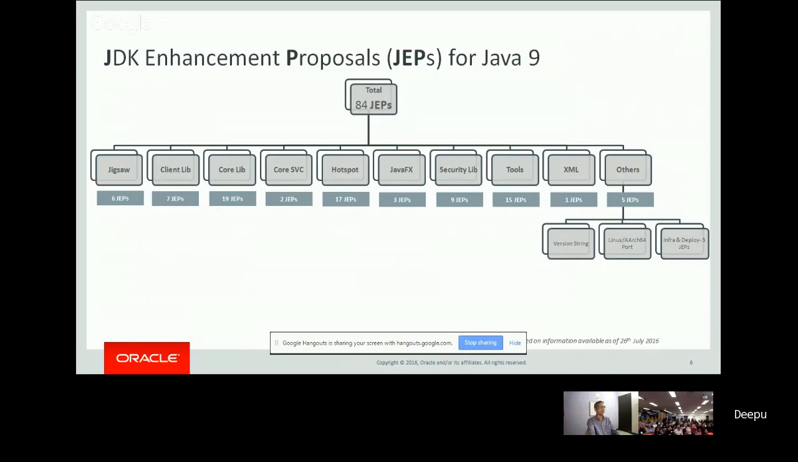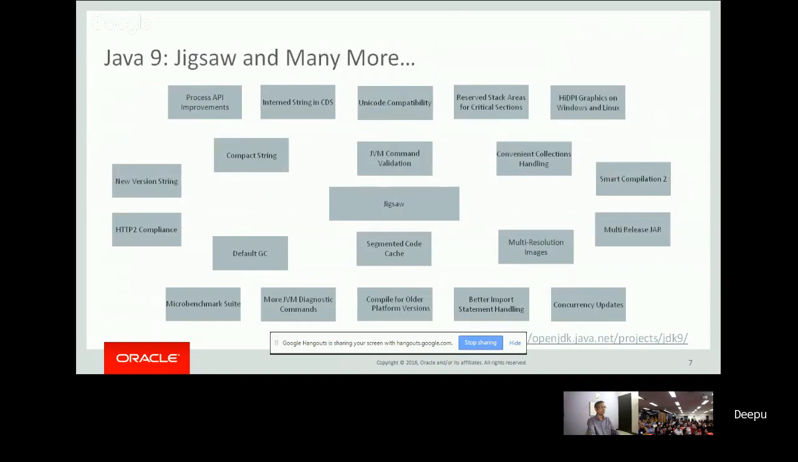As I said earlier, in the interest of time, it is practically not possible to cover all 84. But from 10,000 feet high, these are the prominent ones that will stand out to any developer. The first one is Jigsaw, where we are trying to implement modularity in the Java platform, which will ensure better scalability upward and downward, better security, and better maintainability for the Java code we write and the Java applications we make.